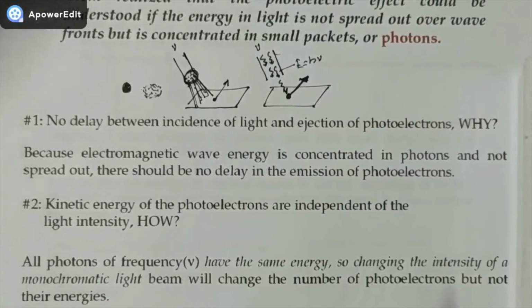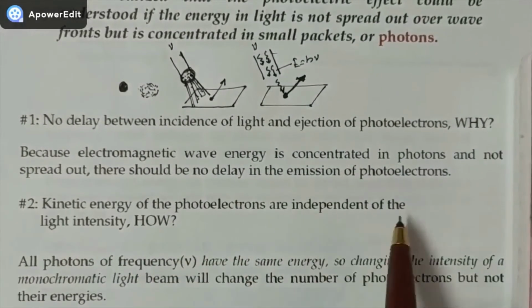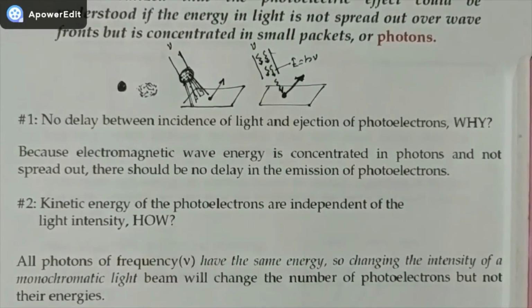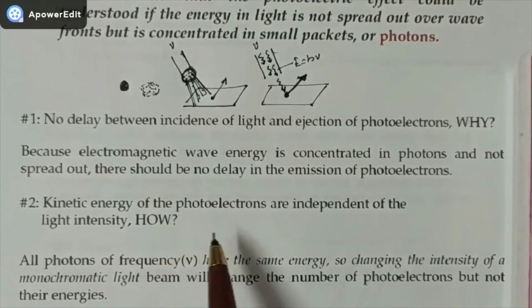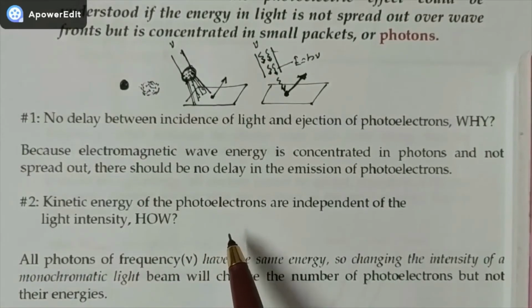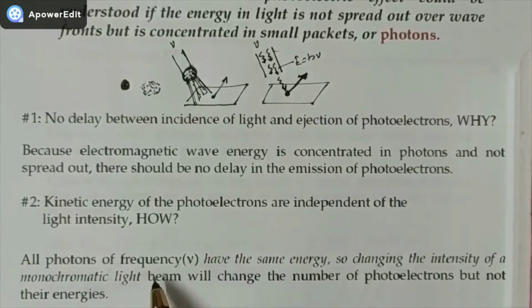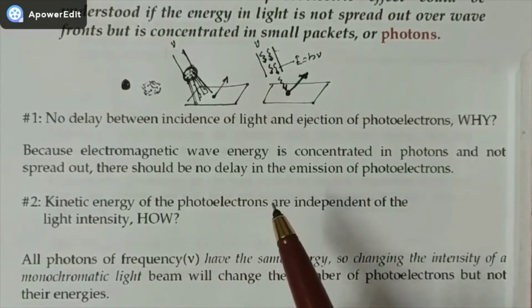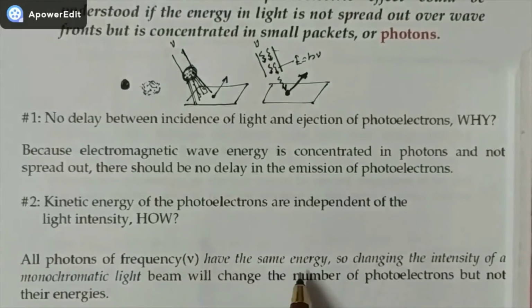The second experimental observation was that the kinetic energy of the photoelectrons is independent of the light intensity. How can we explain this on the basis of the quantum theory of light? So now we know that the electromagnetic radiation is made up of photons, a stream of quanta, and in that theory, increasing the intensity means increasing the number of photons, not increasing the energy. Okay, so all photons of the frequency nu have the same energy.